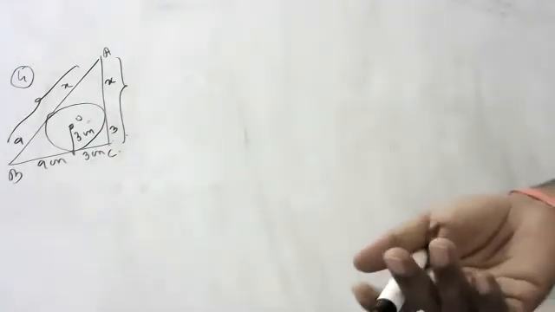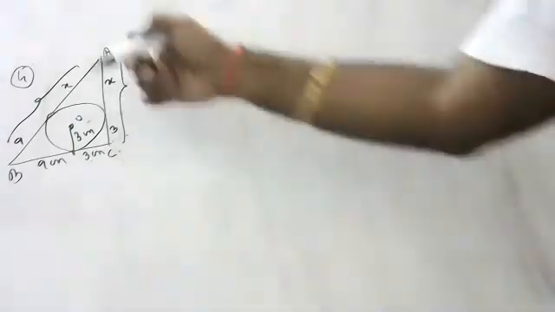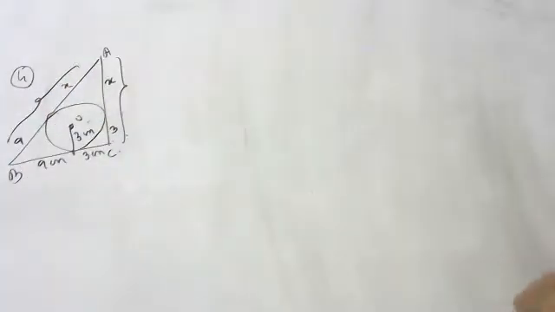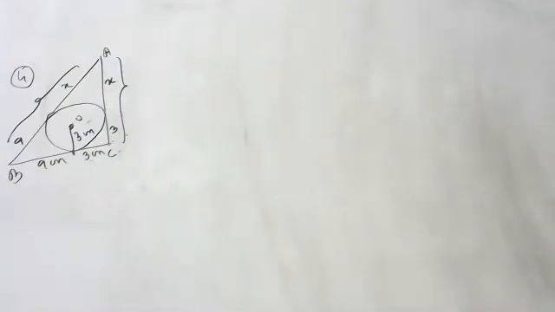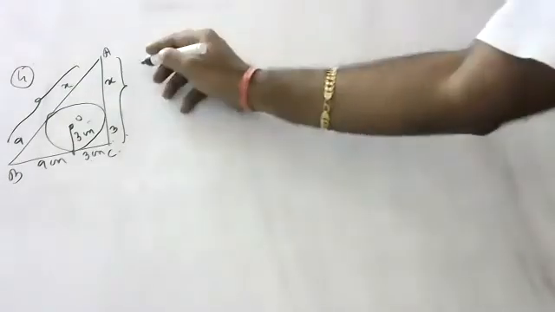Now what will we do? We have to find this and this length. Shall we go directly with half into base into height and try? If you are not getting it, we'll go with Heron's formula. Or shall we go with Heron's formula only? Heron's formula will do, sir. Okay, we'll do it with Heron's formula.